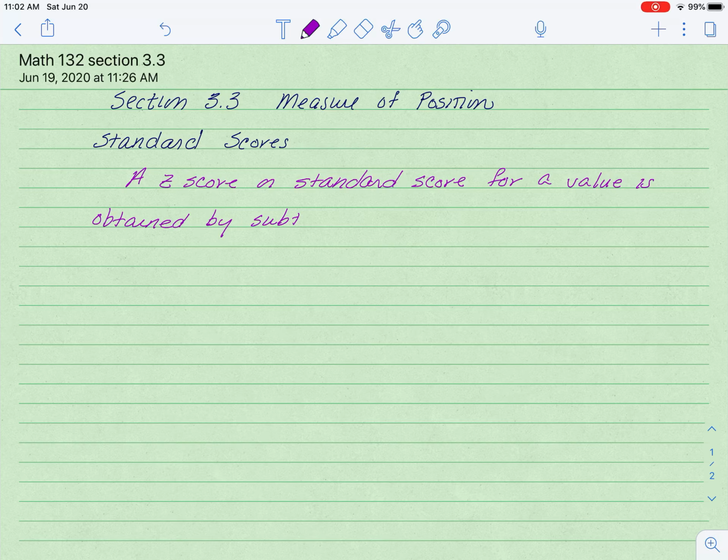By subtracting the mean from the value and dividing the result by the standard deviation.